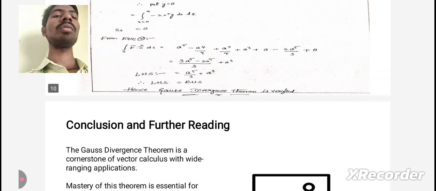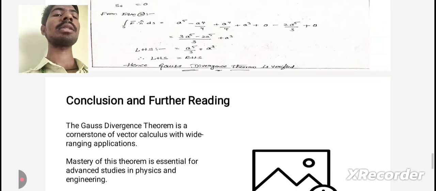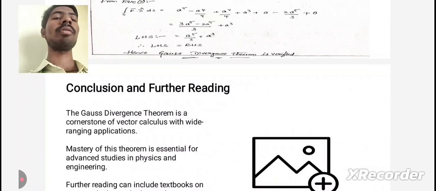From equation 2, the integral over S of F bar dot n bar cap dS is equal to a power 5 minus a power 4 by 4 plus a power 4 by 4 plus a cube plus 0 minus 2a power 5 by 3 plus 0. The a power 4 by 4 terms cancel, then taking the LCM of a power 5 and 2a power 5 by 3, we get a power 5 by 3 plus a cube. LHS equals RHS, hence the divergence theorem is verified.